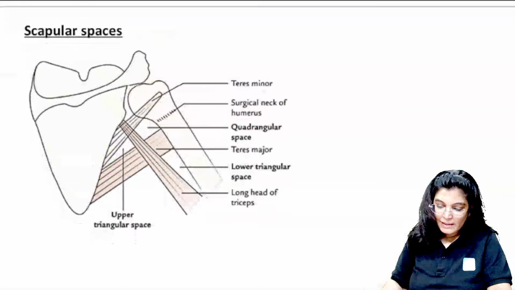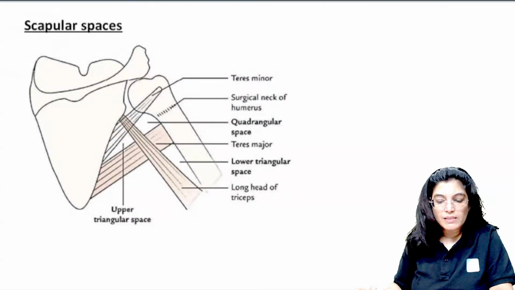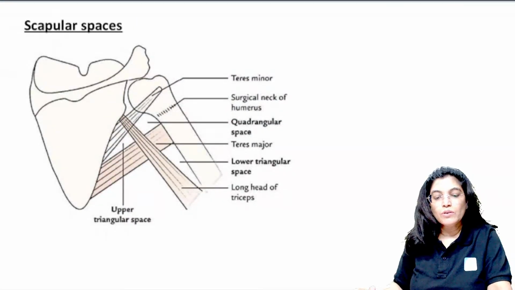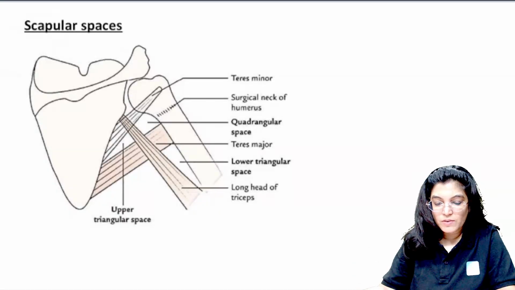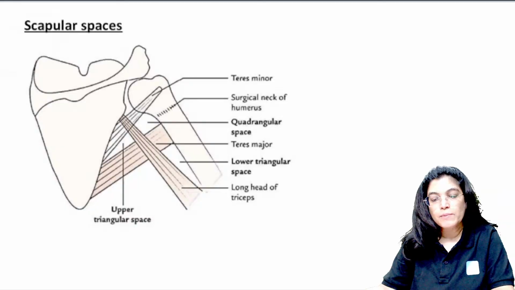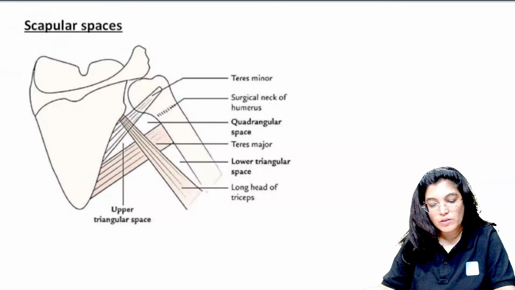In the list of back and scapular region, I would like to tell you about the axillary nerve and also about the scapular spaces. Why is it very important? Because you have to know the scapular spaces. This is asked in MCQs, and it can come as a short note also. So it is important that you know about the scapular spaces.